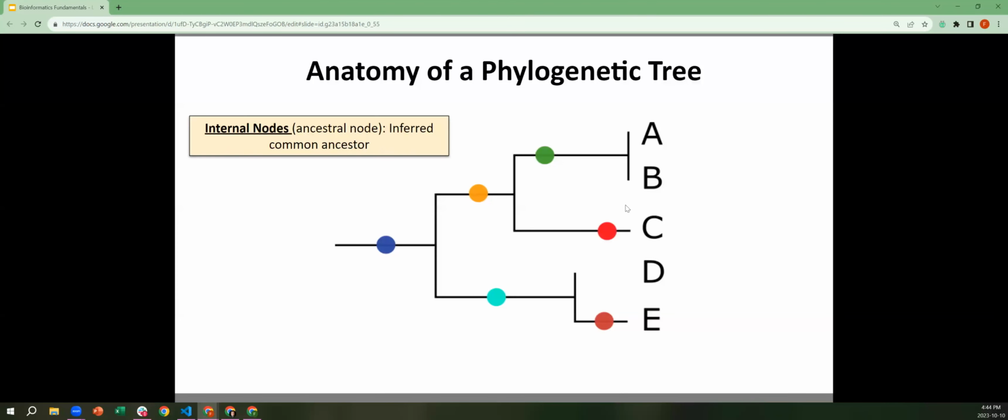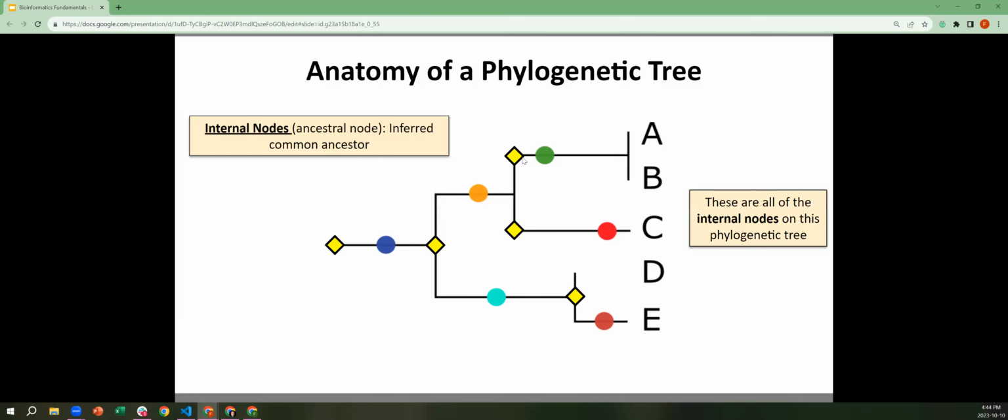Next up, we have these internal nodes, and these are inferred. So these, we don't actually have any samples. We don't actually have any sequencing data for these. We can infer their existence based on the shared SNPs of all samples within that clade. So that we infer the existence of a common ancestor. And here we can see a few of these examples highlighted in yellow.